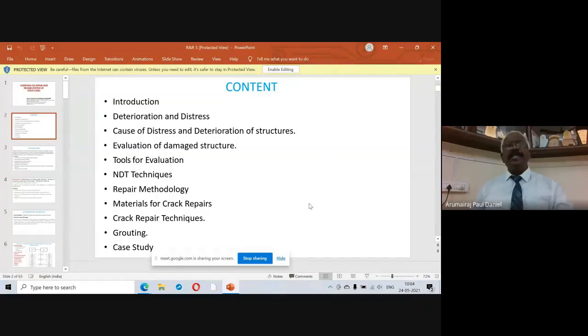This is what I mentioned in the introduction of the first session itself, that we should identify what is the cause of distress. Otherwise, the solution may not be fruitful. Then the evaluation of the damage. What is the damage, the extent of damage? Because cost is involved in everything. So unless we evaluate what the damage is, we cannot find solutions to that also.